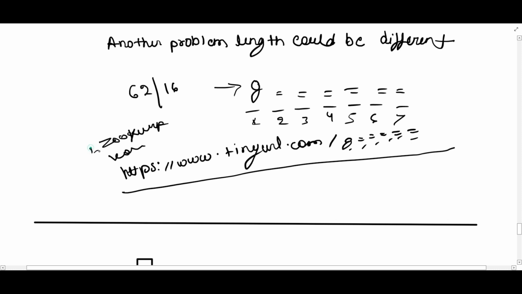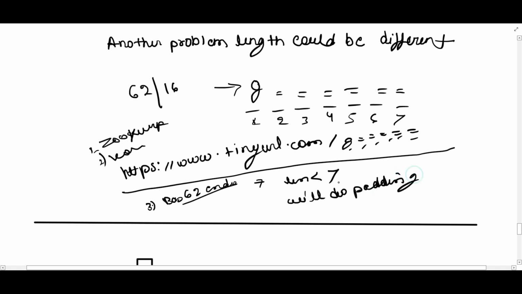So all the problems will be solved, and after that once we have an ID, we'll do 32-bit base 62 encoding on that ID to generate the short URL. And if the base 62 encoding length is less than 7, then we'll do padding, right? Otherwise we don't have to do padding. So we need to know how we generate the unique ID.